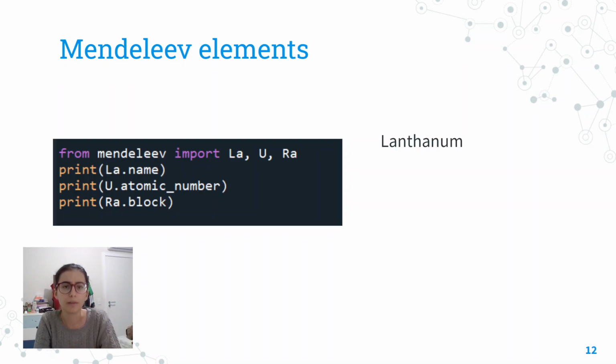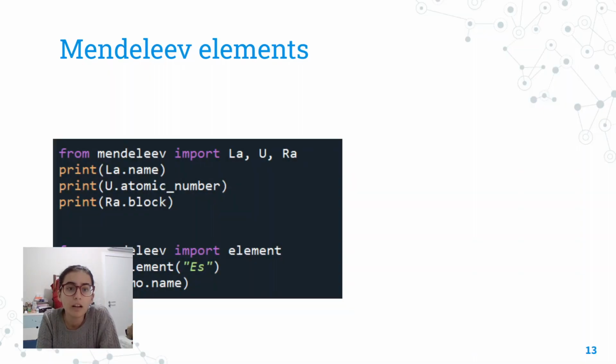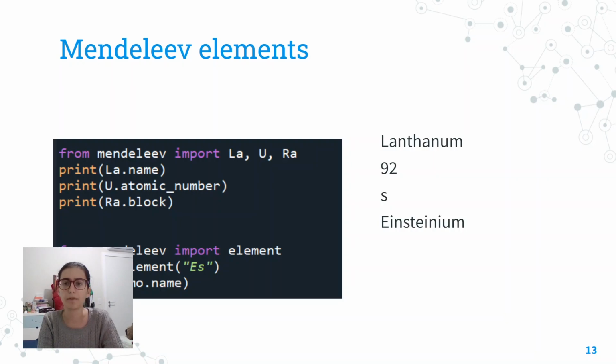We imported LA, and we saw the name, which is lanthanum, the atomic number of U, which is 92, and the block of Ra, radium. There are 4 blocks, SPDF, so it shows you in which one it is, so it's easier for you to find it on the periodic table later. You can also import element and use it to call the symbol. I wrote the symbol Es, and it picks this element for me. And I wrote its name, that it's Einsteinium.